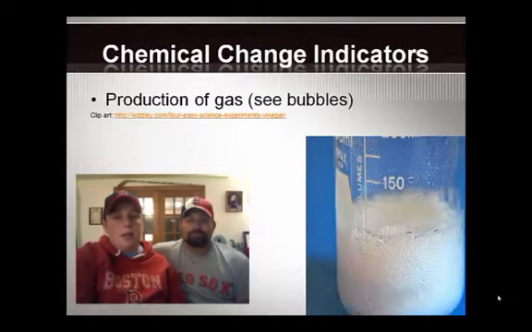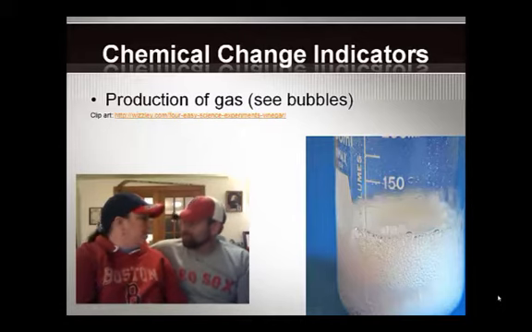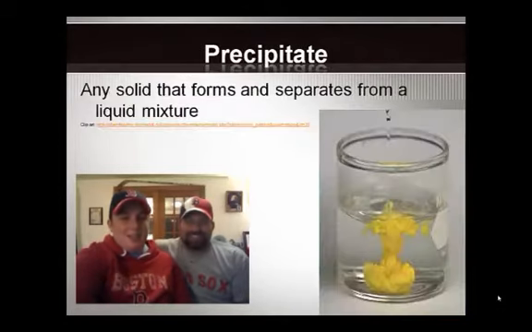Another one that you will see is the production of gas, and you'll see bubbles. And this is an acid and a base reaction that you're seeing here. That means that a whole new substance is being produced, and that's the gas, and that's why you see the bubbles. Good example of that is combining vinegar with baking soda. Yeah, always fun to do. Always fun to do in the kitchen.